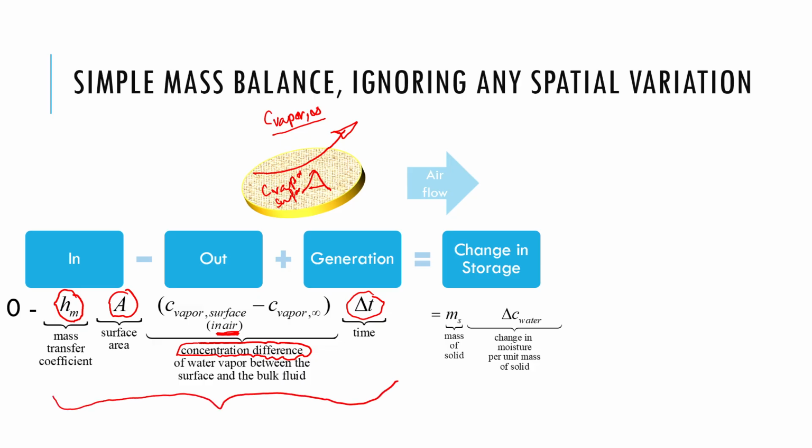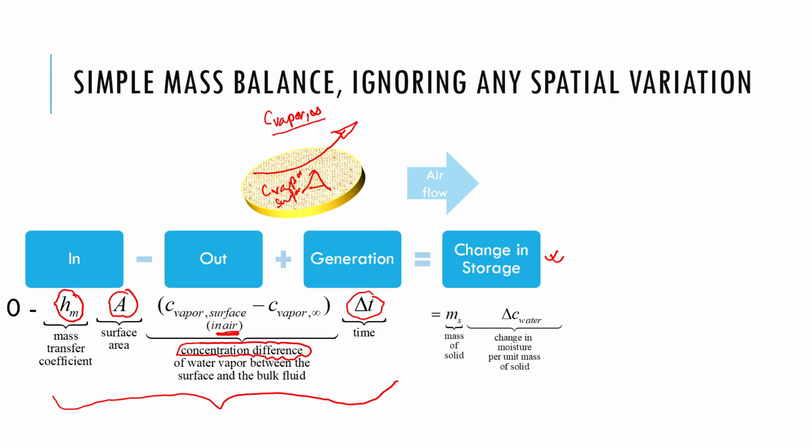And there is no generation. Moisture is not being generated inside the potato slice. We're not including evaporation inside the potato. If we had evaporation, it would be a negative generation. So because of this moisture going out, there is going to be a change in the storage of moisture in the potato.